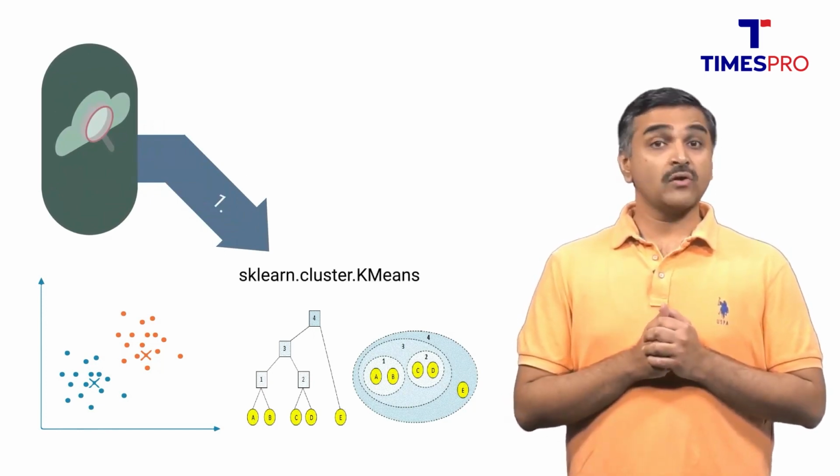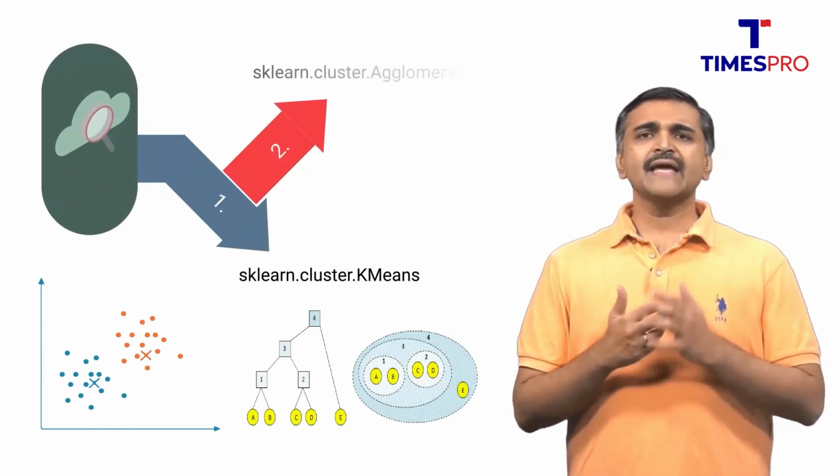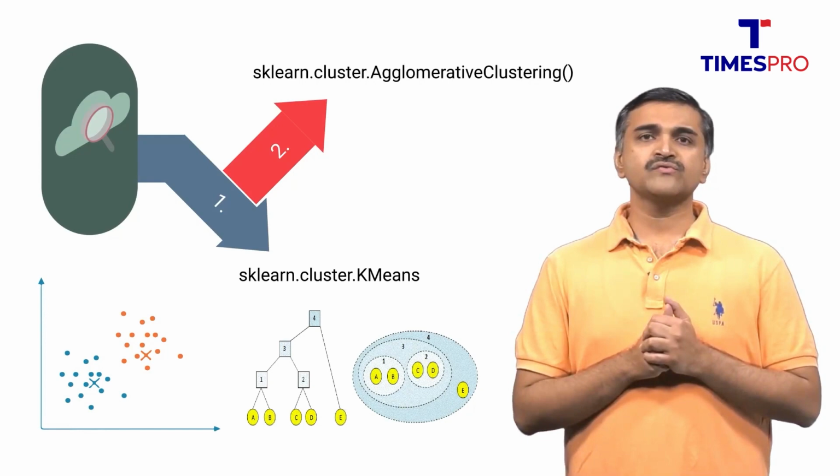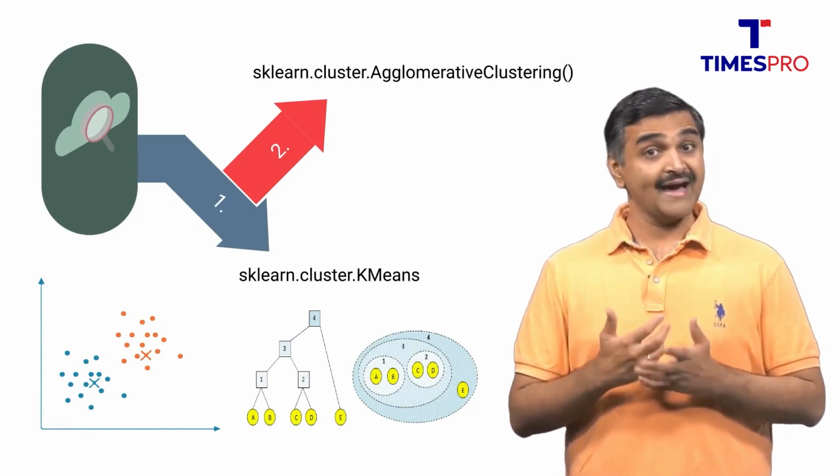sklearn.cluster.KMeans is used for k-means clustering. sklearn.cluster.AgglomerativeClustering is used for agglomerative or hierarchical clustering.